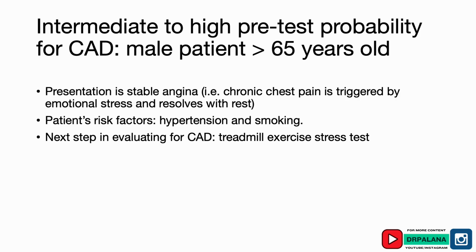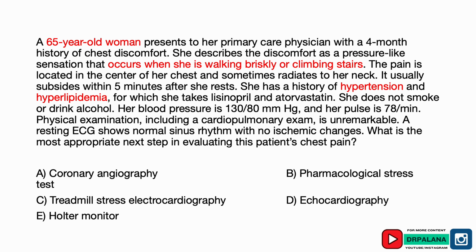A 65-year-old female presents to her primary care physician with a 4-month history of chest discomfort. She describes the discomfort as a pressure-like sensation that occurs when she is walking briskly or climbing stairs. The pain is located in the center of her chest and sometimes radiates to her neck. It usually subsides within 5 minutes after she rests.